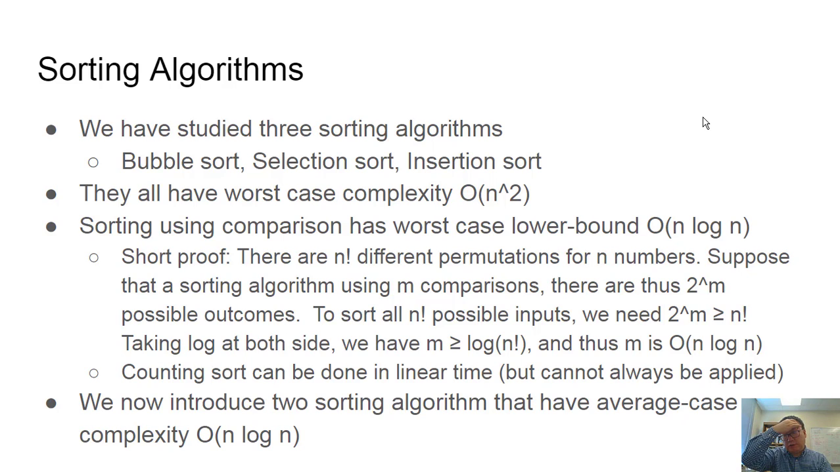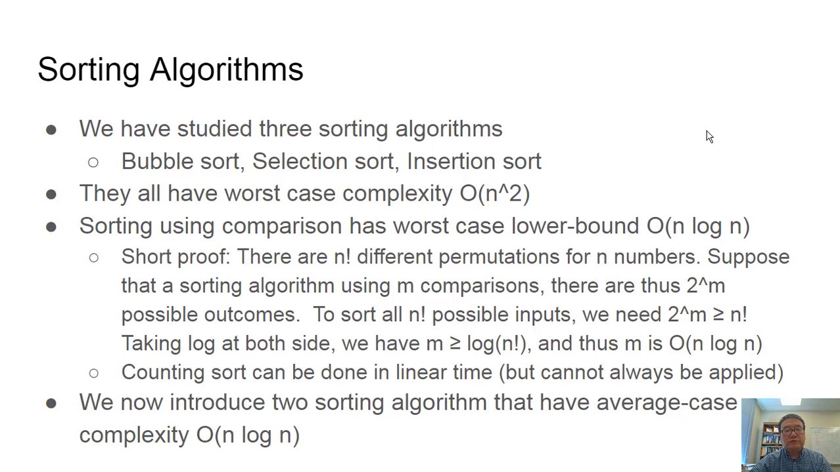So when we talk about the worst case complexity using comparison, it's not possible to do it with lower than n log n. And here is a short proof. Given n numbers, let's assume the case that they're all different. Then there are n factorial different permutations of them. Now suppose the sorting algorithm uses m comparisons. Each comparison can only have two outcomes, depending on whether you use less than or less than or equal. So if we use m comparisons, there are 2 to the m possible outcomes.